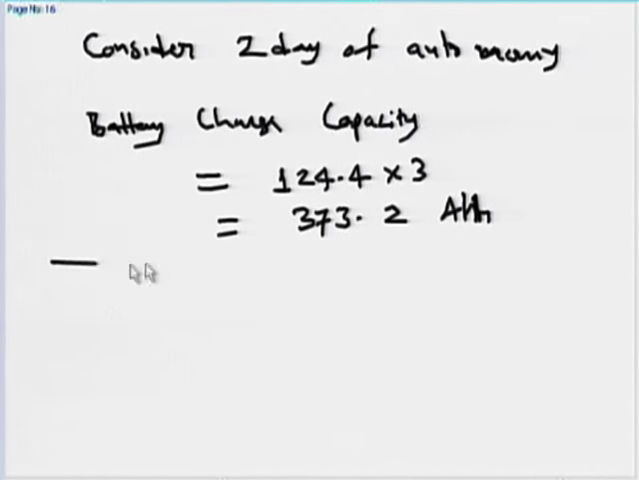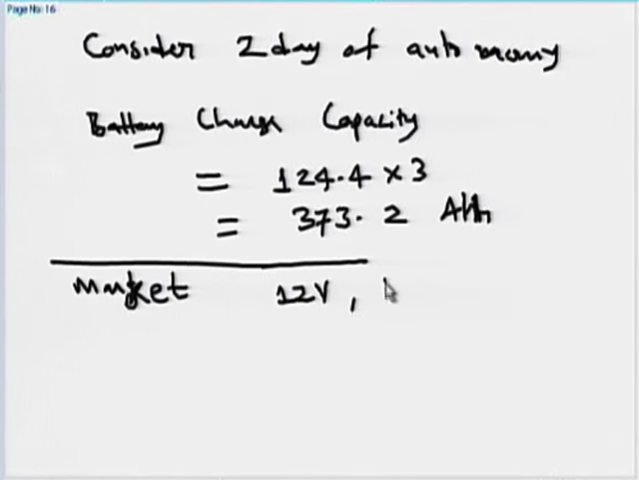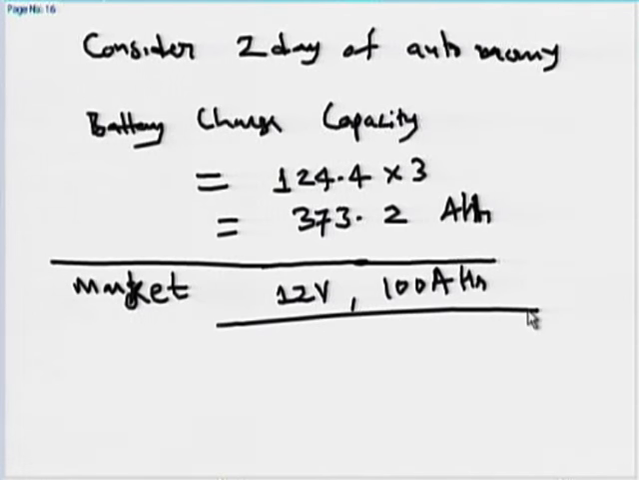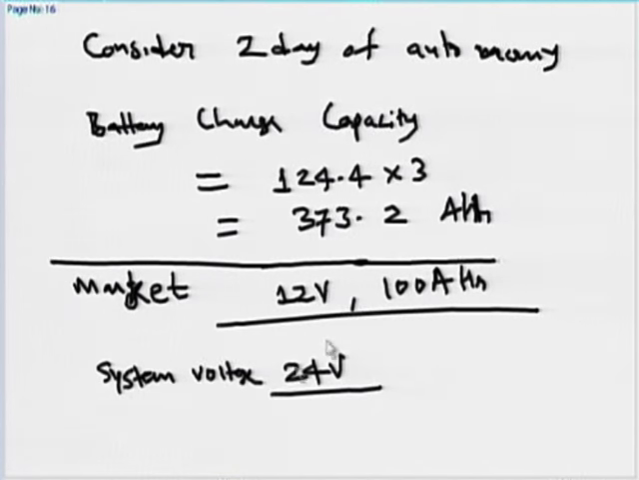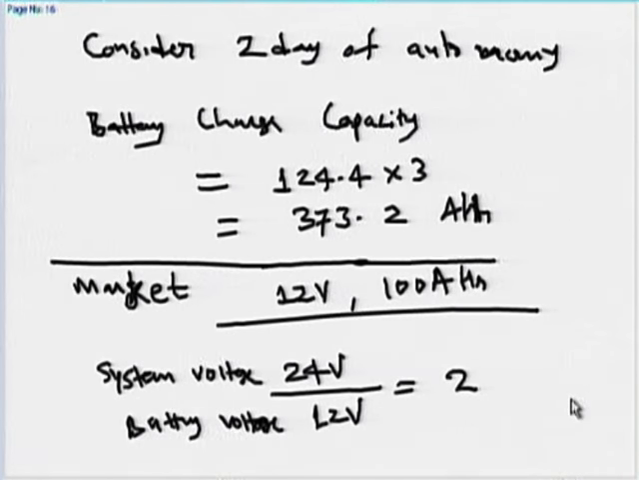Okay. So now you go to the market and you find the battery. Typically you will find a 12 volt battery, 100 ampere hour capacity. Let us say you find a 12 volt battery of 100 ampere hour. What is your system voltage requirement? You decided that your system voltage is 24 volt, your battery voltage is 12 volt, and therefore you need to connect two batteries in series to get 24 volt.